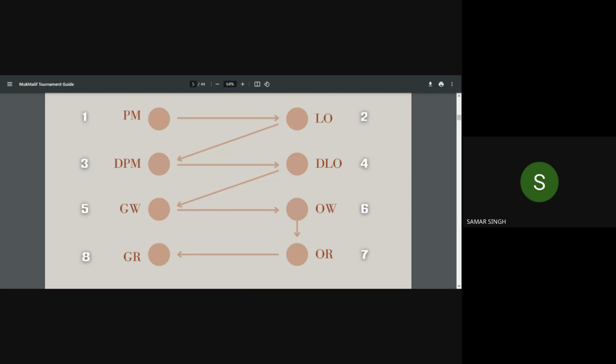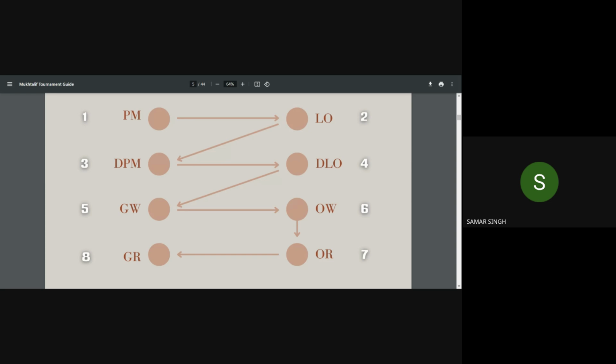Now, as I told, it is a 3 versus 3 format. Then why are there 8 speeches in total? Everyone till the sixth speech gives one speech each. But the reply speeches are given by either the Prime Minister, the Deputy Prime Minister, the Leader of Opposition, or the Deputy Leader of Opposition of your team.